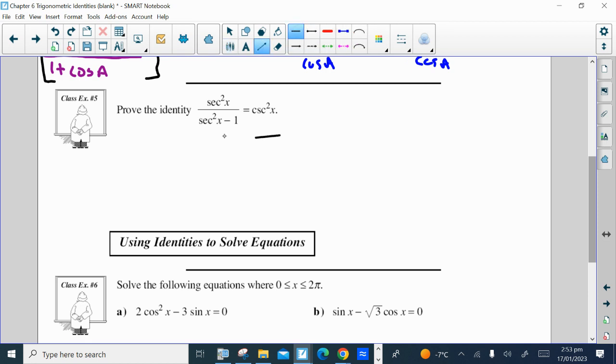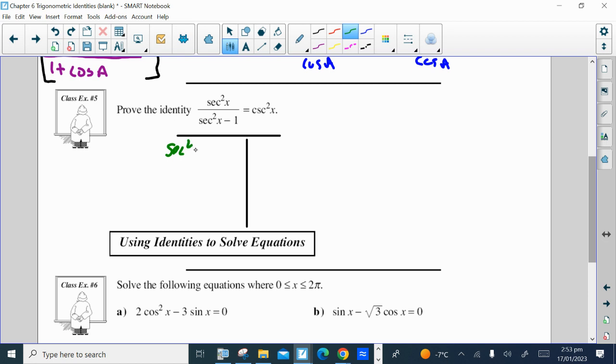So I've got sec squared x divided by tan squared x. Because sec squared x minus 1, we just saw, is equal to tan squared x. So we need to get that to be cosecant squared x, or 1 over sine squared x, because that's what cosecant squared x is, 1 over sine squared x.